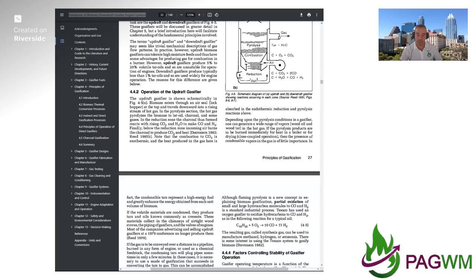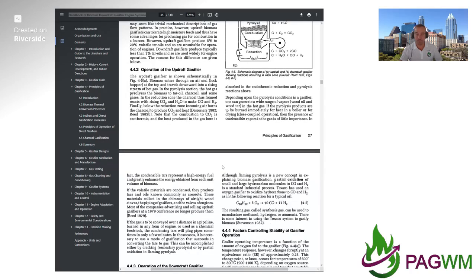These materials collect in the chimney of airtight wood stoves, the pipeline of gasifiers, and the valves of engines. Most of the companies advertising and selling updraft gasifiers no longer produce them. If the gas is to be conveyed over a long distance in a pipeline, burned in any form of engine, or used as a chemical feedstock, the condensing tars will plug pipes, sometimes in only a few minutes. In these cases, it is necessary to use a mode of gasification that succeeds in converting the tars to gas. This can be accomplished either by cracking, like a secondary pyrolysis, or by partial oxidation in flaming pyrolysis.